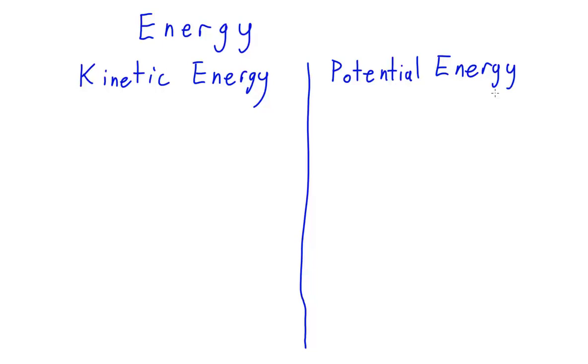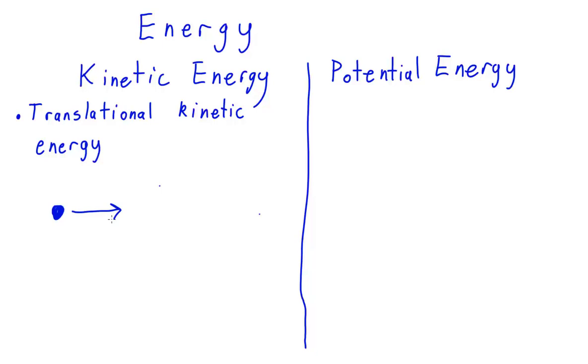The first type of kinetic energy is translational kinetic energy. This is the energy that an object has due to its bulk movement. For example, if there was a tennis ball that was moving in this direction, the entire tennis ball is moving in that linear direction, and so it has translational kinetic energy.